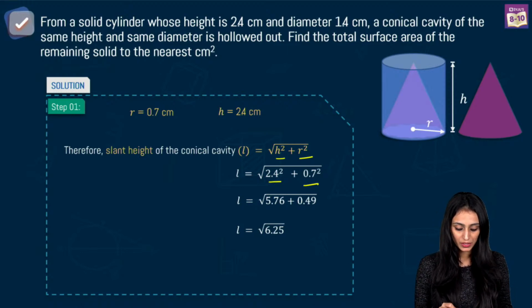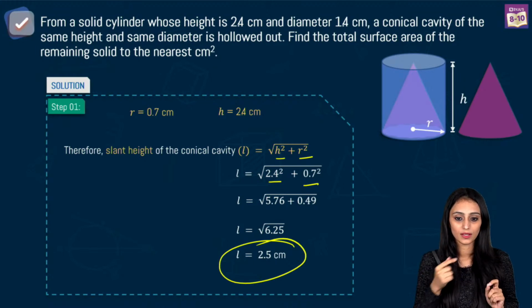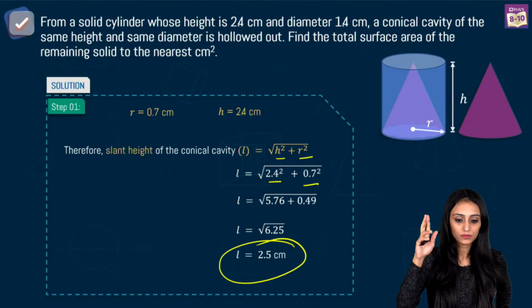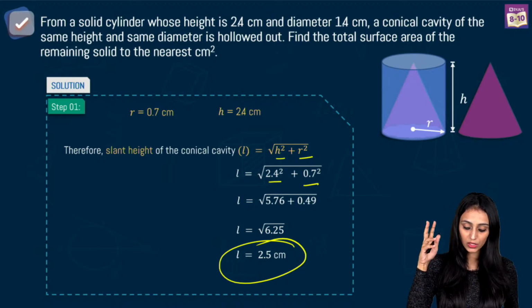Why do we need to add base? Good question. L is 2.5 centimeter. That's the slant height. Okay. So Varuna, your question was why we need to add base.